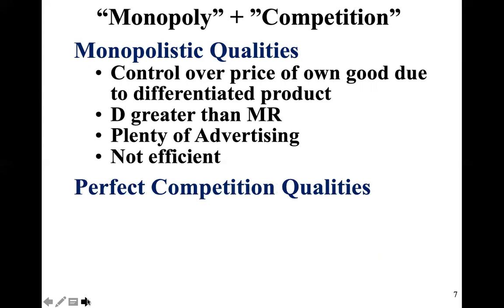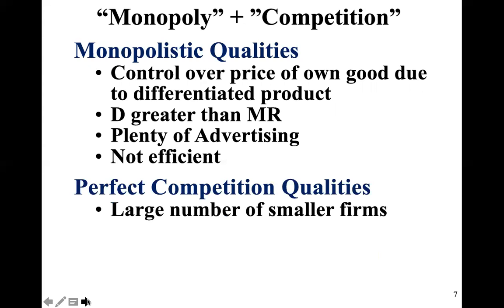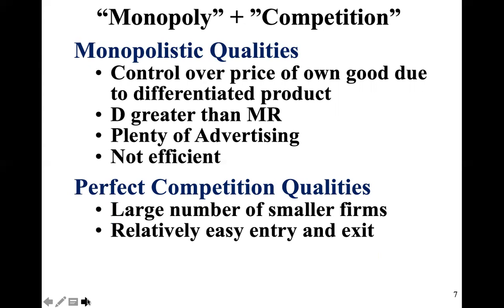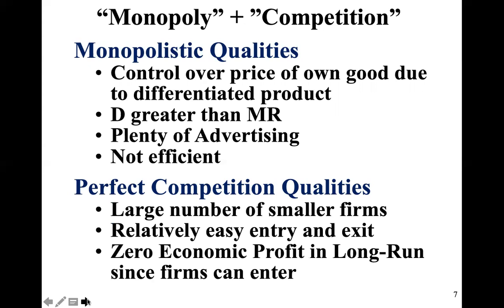On the other hand, this market structure does share some characteristics with perfect competition. There are a large number of smaller firms in this market structure. There's low barriers to entry. In other words, it's relatively easy to enter and exit the market. And because of that, there's going to be zero economic profit in the long run. So this is the biggest similarity with perfect competition. In the long run, because firms can enter and exit, there's going to be zero economic profit in the long run.